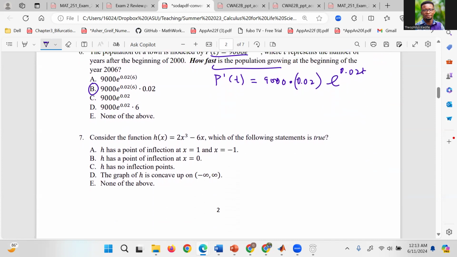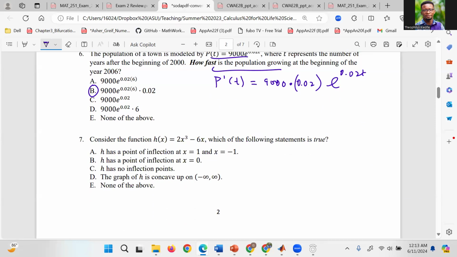What about this particular problem? We're given this as our function, and we're asked which statement is true. Since we are seeing something like inflection, what comes to mind? With inflection, the first thing to do is to find the first derivative. By finding the first derivative, we have 6x squared minus 6. Then we find the second derivative, and that gives us 12x. Then we set it to 0, so x is 0. You see? So you will just have a point of inflection only at x equal to 0. Is that okay? So that is going to be our result.